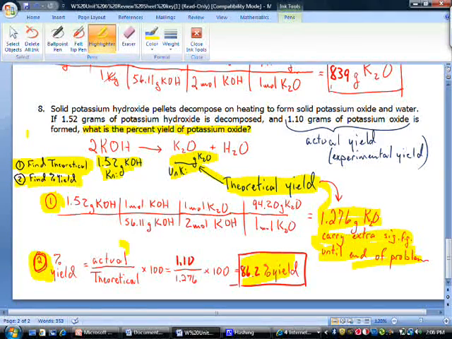Where did the actual yield come from? It came from right up here. There it is. Actual yield, 1.10 grams of potassium oxide is formed when I did this reaction. That's what I actually got. Well, I only got 86.2% of what I should have gotten. So that's number 8. Good luck as you study for this test.